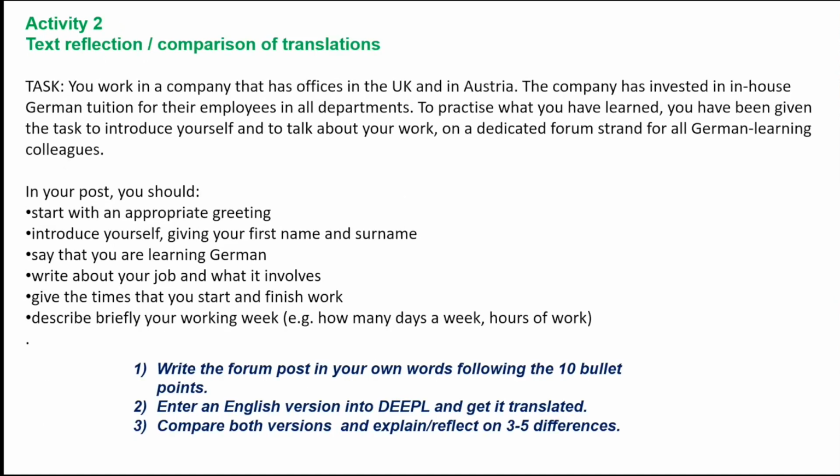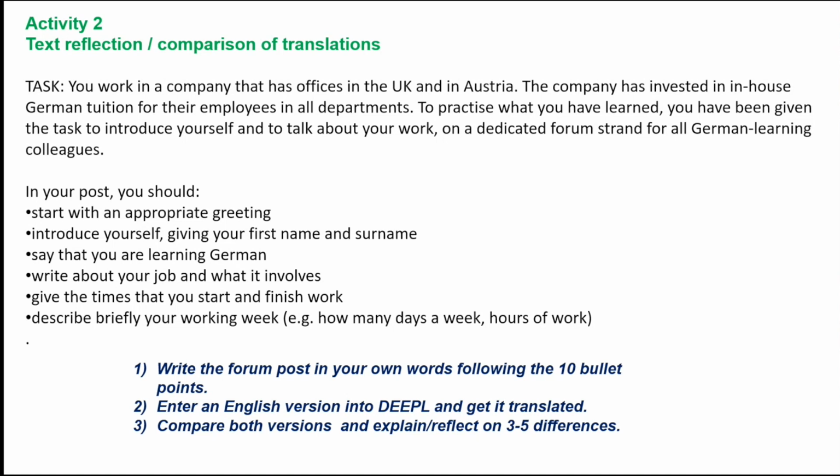I've also said there is, for example, the chance to compare translations or to reflect on text. The word or the whole idea of reflecting on your own learning and taking ownership of your own learning is very important in our ideas, what we think could be done with machine translation. So for example, you would have a task, you work in a company that has offices in the UK and Austria, and you would have a task where you have to write a certain text with bullet points.